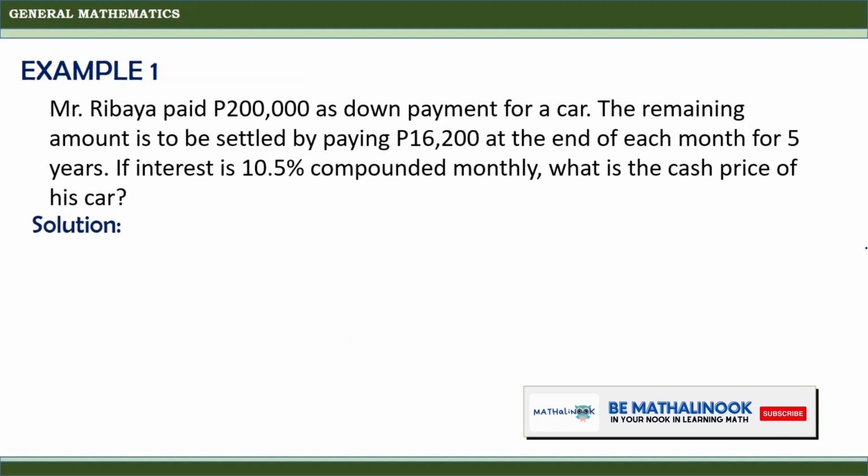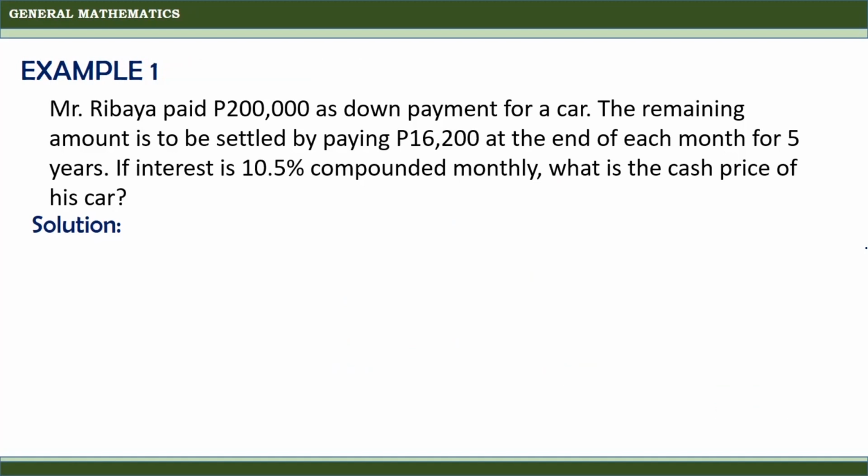Mr. Ribaya paid 200,000 pesos as down payment for a car. The remaining amount is to be settled by paying 16,200 pesos at the end of each month for 5 years. If interest is 10.5% compounded monthly, what is the cash price of his car? Note that the cash value or cash price is equal to the down payment, if there is any, plus the present value of the installment payments.